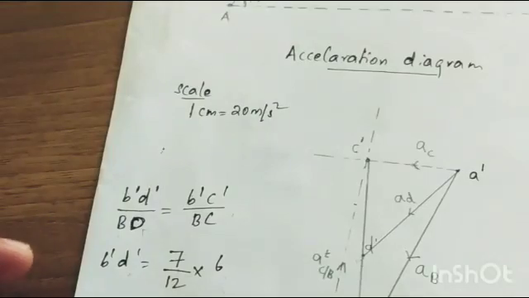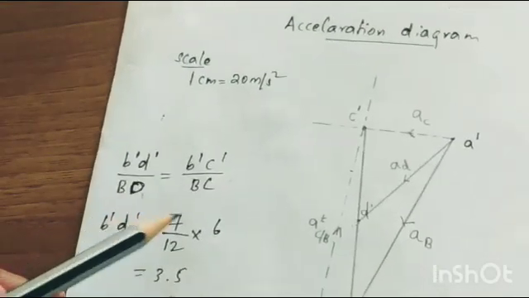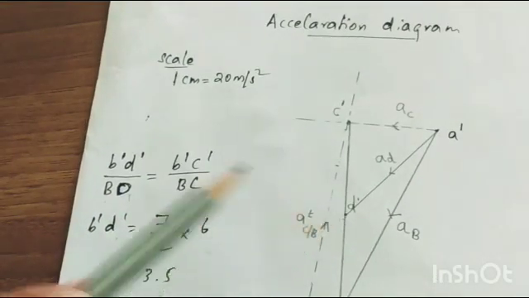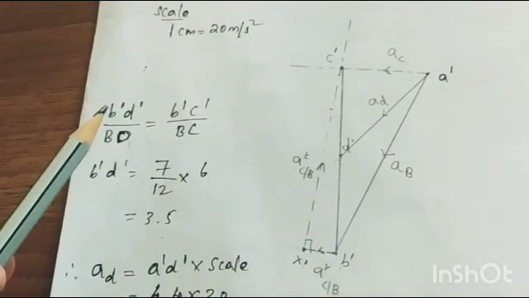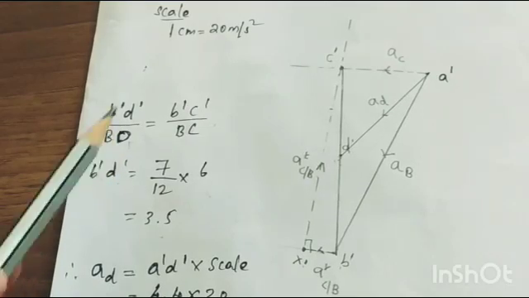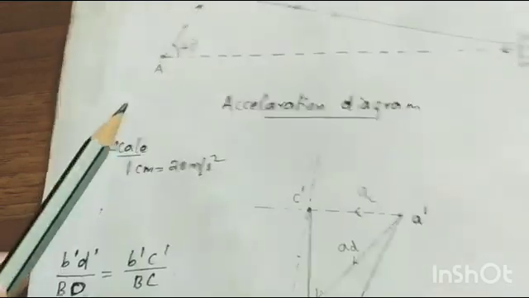So here also, we will take the same ratios. We are assuming there is a point D dash here. So B dash D dash, this is what we have to find out, divided by BD.